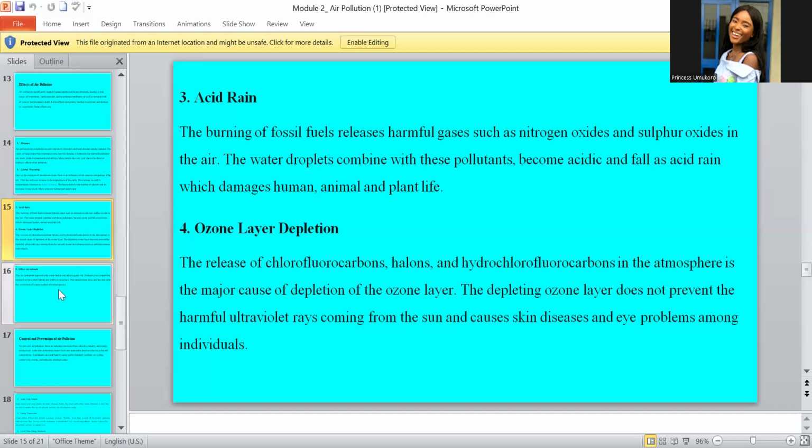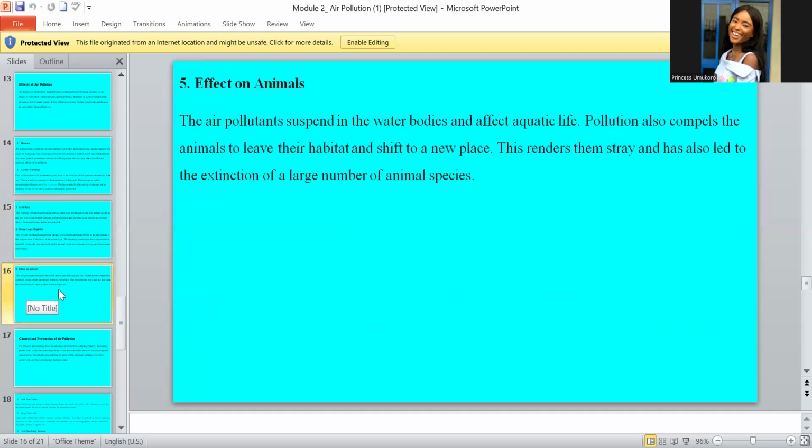Finally, another effect is on animals. The air pollutants suspend in the water bodies and affect aquatic life. Pollution also compels the animals to leave their habitat and shift to new places. This renders them stray and has also led to the extinction of a larger number of animal species.